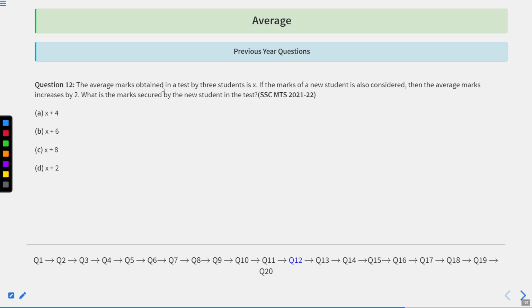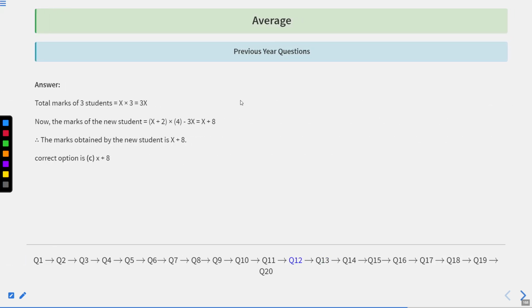The average marks obtained in a test by 3 students is x. If the marks of a new student are also considered, then the average marks is increased by 2. What are the marks secured by the new student in the test?